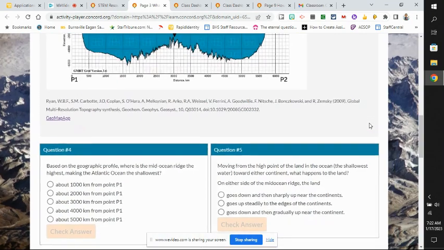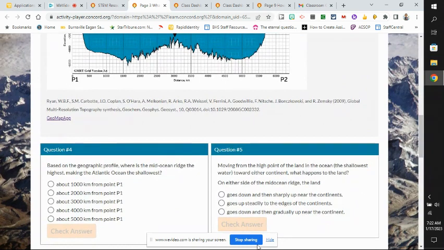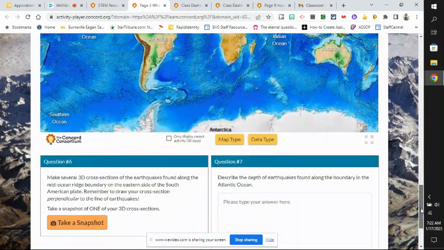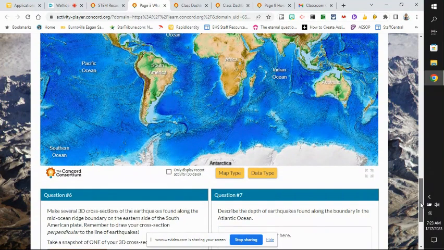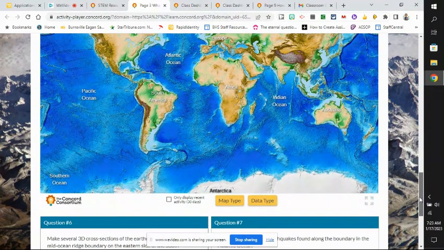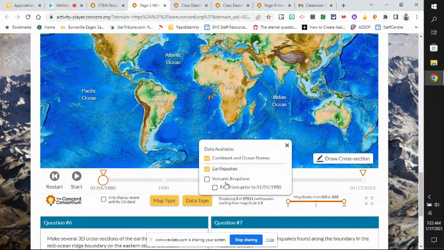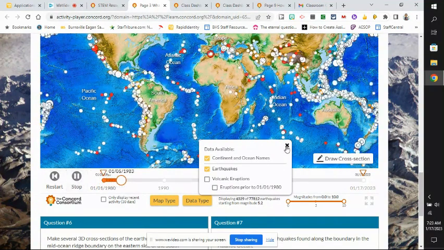Okay, a couple of good questions here that I'll put on the EdPuzzle right now. And we'll move on now to this map. We're going to take a look at the depth of earthquakes along that mid-ocean ridge. So I'm going to click data and earthquakes, and I'll do prior to 1980. No, that's volcanoes. Okay, I'm going to press start and get rid of this.